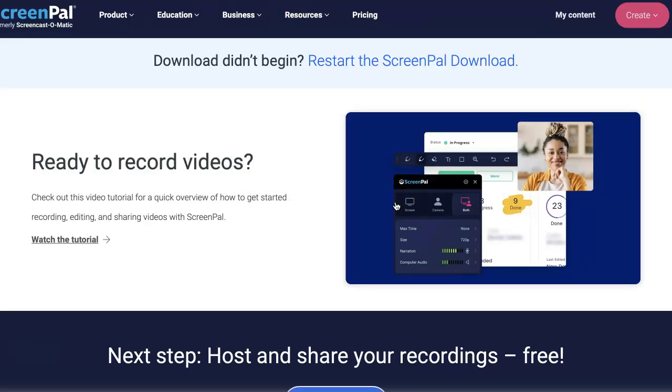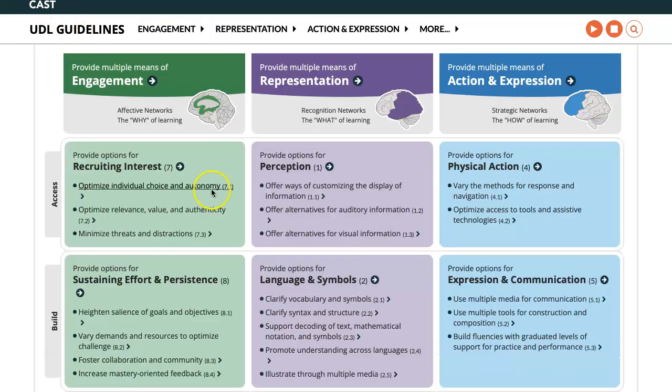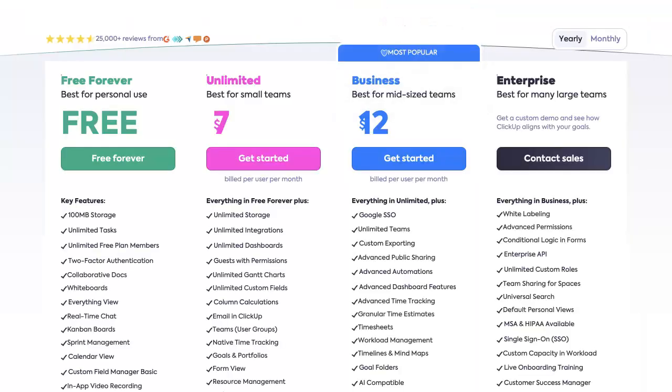So the UDLs that I selected were checkpoint 8.3 and checkpoint 8.4. So if we go back, checkpoint 8.3 is fostering collaboration and community. So the resource that I found for this UDL is going to be ClickUp, which is right here.